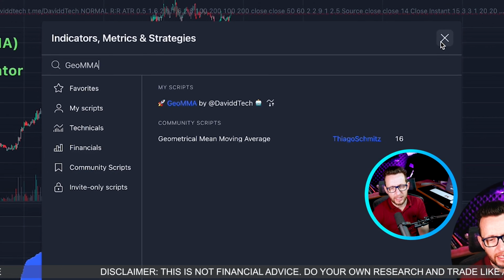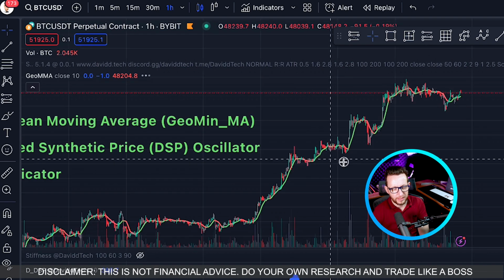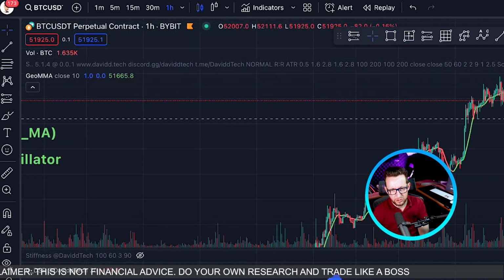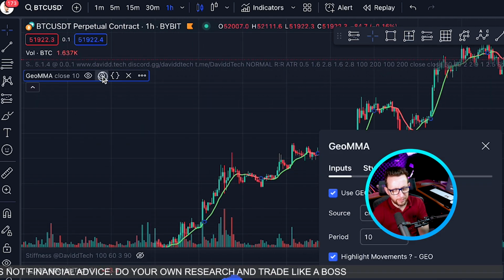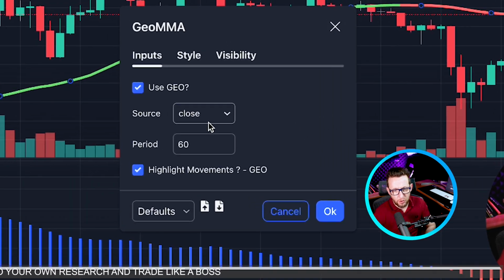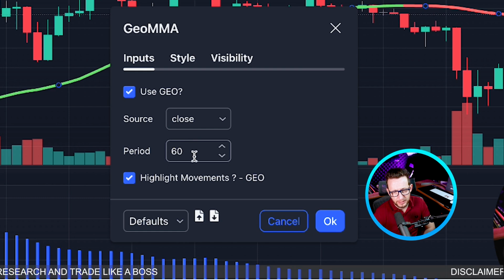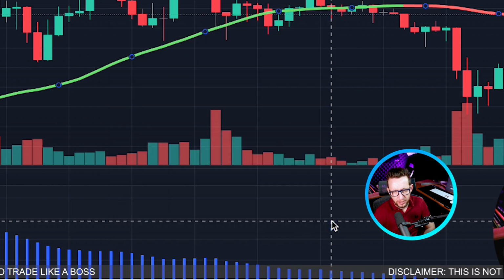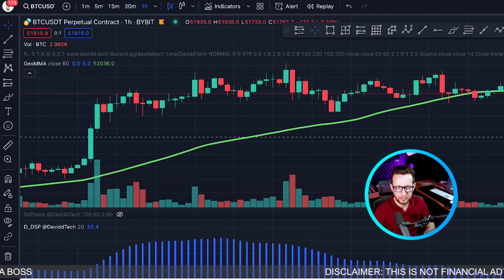I'm going to click and add that to my chart here, which is this indicator here. If we zoom in a little bit, and I'll make it a little bit thicker for YouTube. And then we go over to inputs over here. Then we move our period over to 60, just like that. Okay, that's going to give us our trend direction.